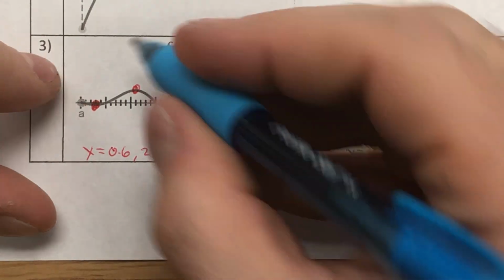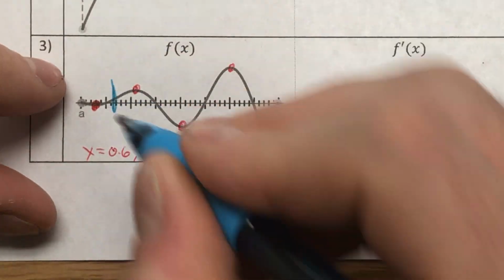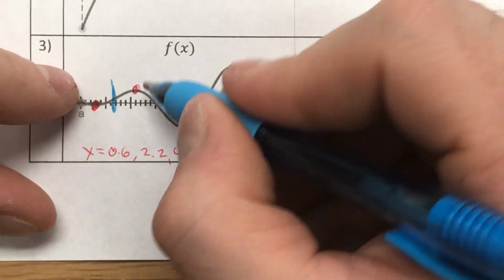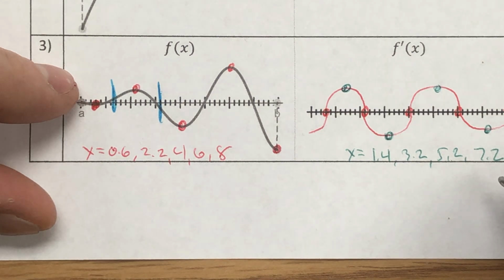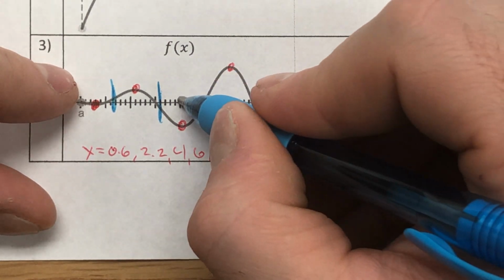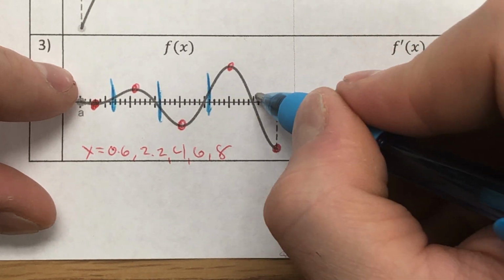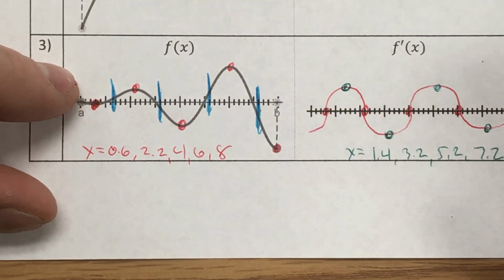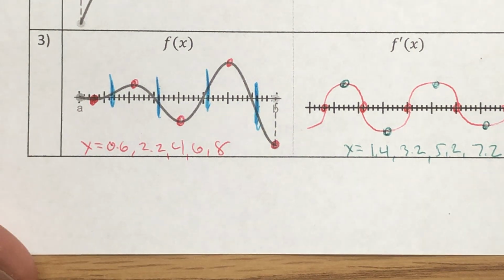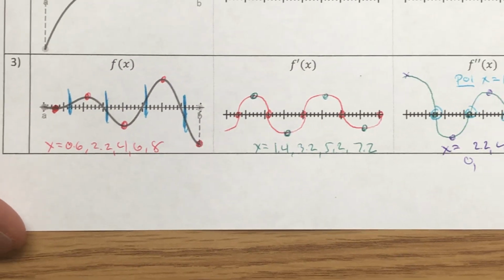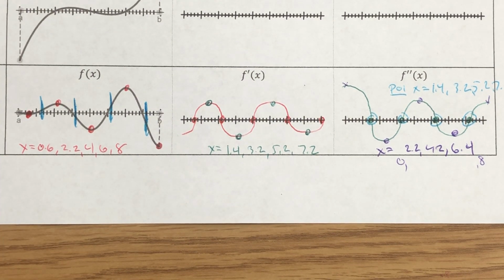So we said 1.4, 3.2, 5.2, and 7.2. So 5.2, 6, 7.2. And so what we noticed is those are pretty good estimates, especially just for a hand sketch of where my points of inflection are on the original graph.